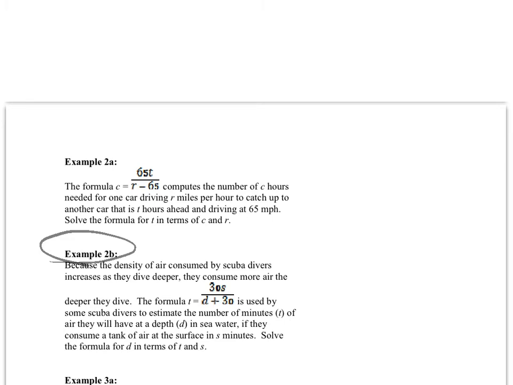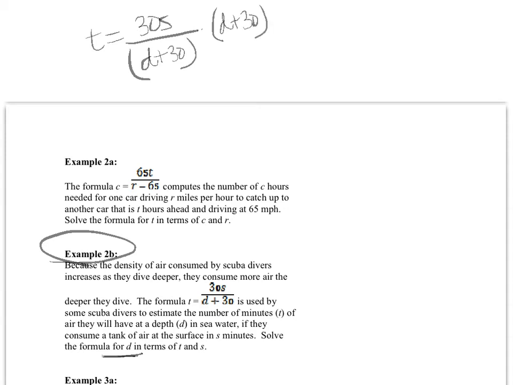If they consume a tank of air at the surface in S minutes, solve the formula for D in terms of T and S. So we're solving for D. We want D on one side of the equal sign. So we're going to say T equals 30 times S over D plus 30. I'm going to multiply both sides by D plus 30 because I want to get rid of that division, that denominator.